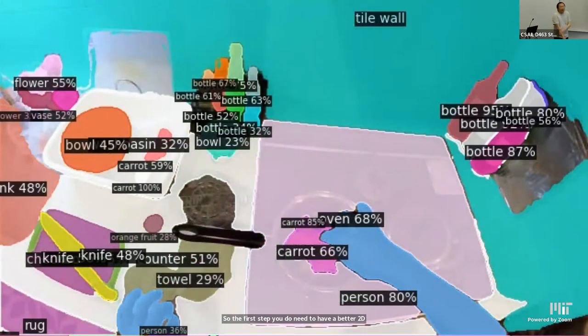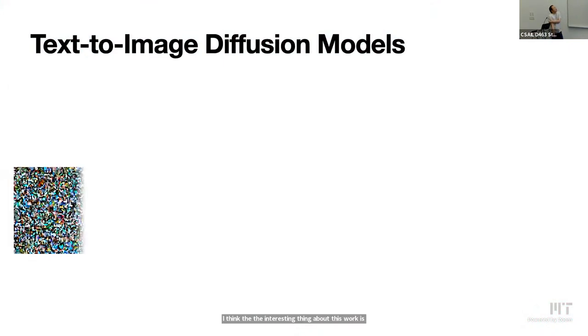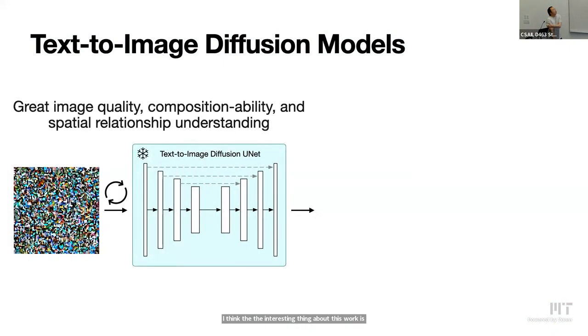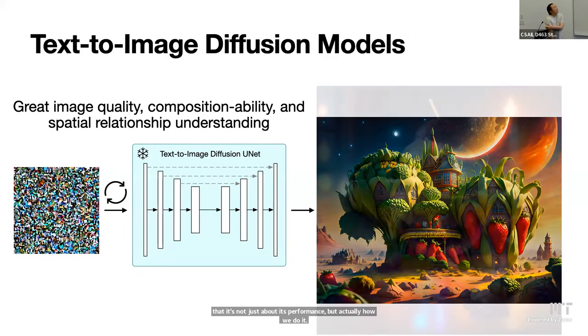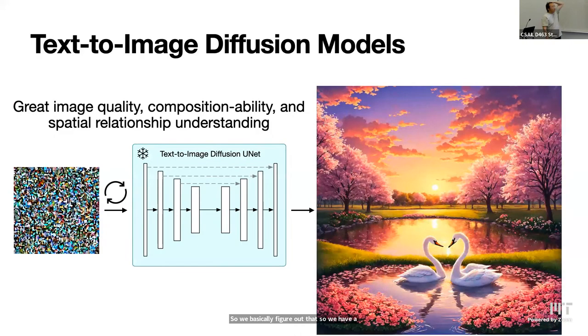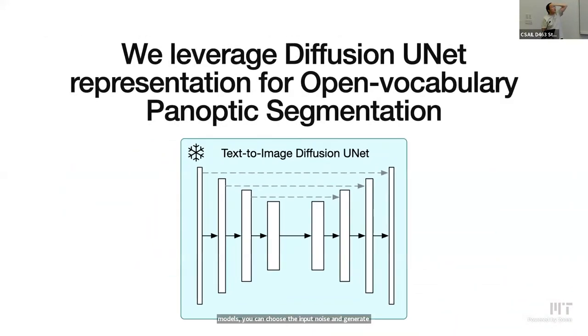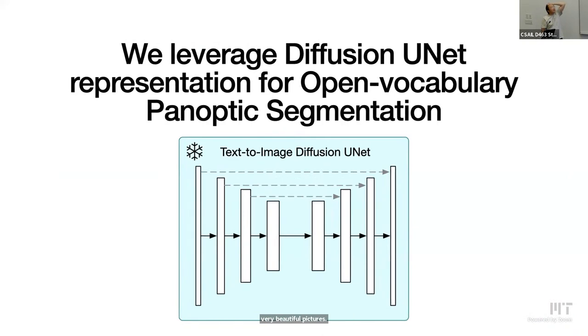I think the interesting thing about this work is not just its performance, but how we do it. We have a lot of fancy things now, like diffusion models. You can use input noise and generate very beautiful pictures. The idea is that if the diffusion model is doing so well at generating pictures, it must understand the structure and information about how the general visual world looks.